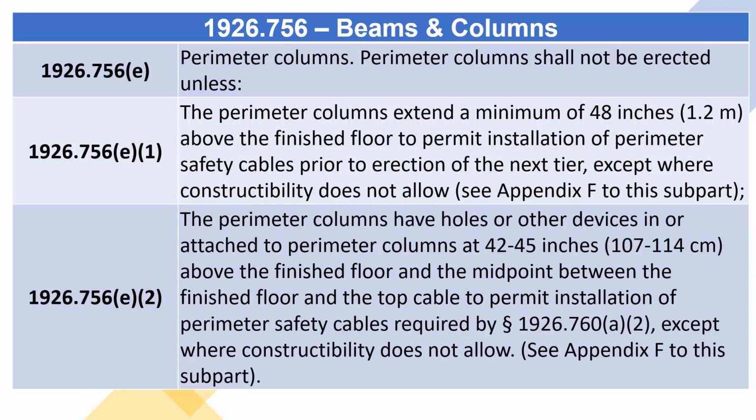1926.756 E. Perimeter columns. Perimeter columns shall not be erected unless 1926.756 E1. The perimeter columns extend a minimum of 48 inches, 1.2 meters above the finished floor to permit installation of perimeter safety cables prior to erection of the next tier, except where constructability does not allow. See Appendix F to this subpart. 1926.756 E2. The perimeter columns have holes or other devices in or attached to perimeter columns at 42 to 45 inches, 107 to 114 centimeters, above the finished floor in the midpoint between the finished floor and the top cable to permit installation of perimeter safety cables required by Section 1926.760 A2, except where constructability does not allow. See Appendix F to this subpart.